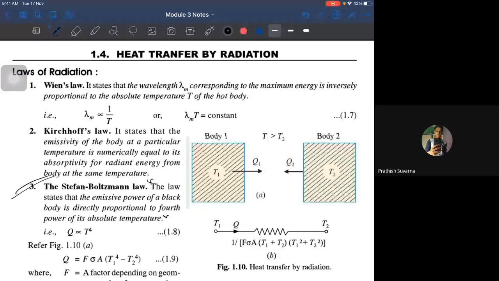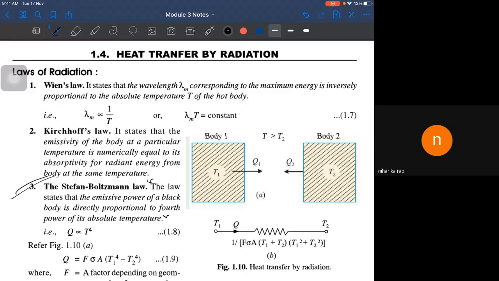The law states that the emissive power of a black body is directly proportional to the fourth power of its absolute temperature. Very good. So Niharika, can you just repeat the same thing, because this law is very important. It says the emissive power of a black body is directly proportional to the fourth power of its absolute temperature. That is the law. Please repeat it.